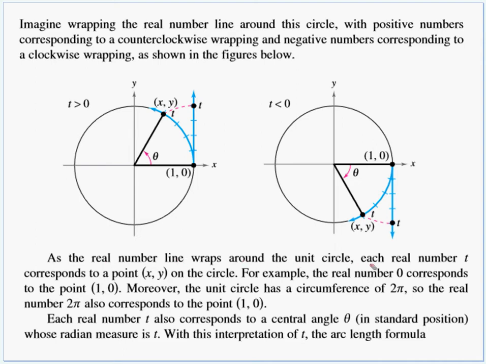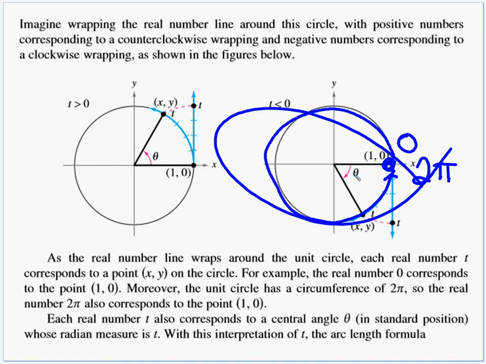As the real number line wraps around the unit circle, each real number t corresponds to some point, an x and a y coordinate on the circle. For example, the real number 0 corresponds to this point 1, comma 0. Moreover, the unit circle has a circumference of 2 pi, so the real number 2 pi corresponds to the same point. Because if we're here at 0 and we go all the way around, that's 2 pi radians. We're back to where we started, so we're going to be at that same point. Each real number t also corresponds to the central angle theta in standard position, whose radian measure is t.